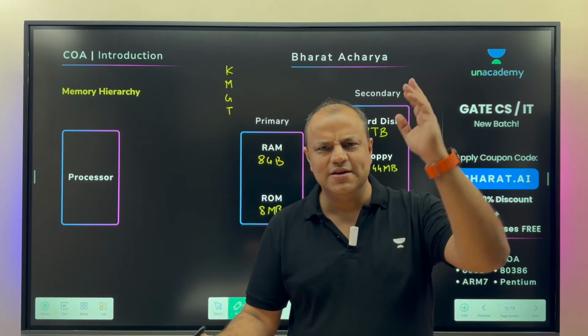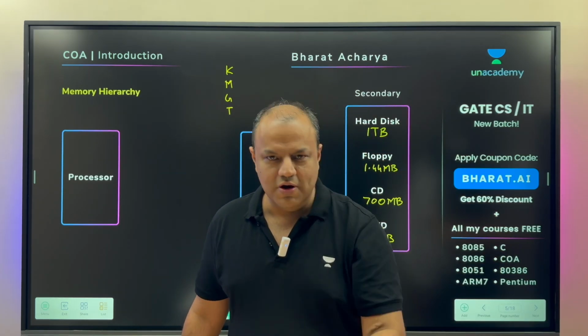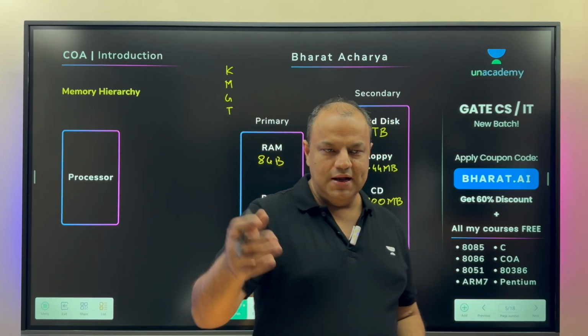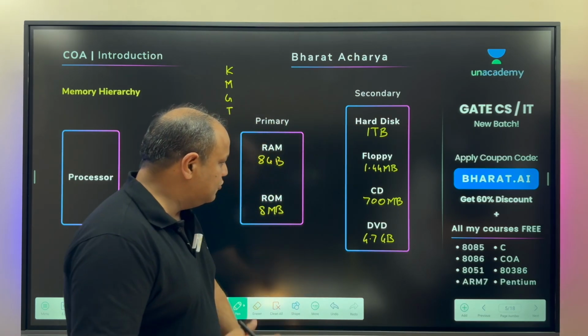I even used to teach it earlier in the COA syllabus, not for GATE, but for the college COA syllabus. CD, DVD and then Blu-rays were there. So what's the difference, how it works, multi-layer discs and so on. Anyway, so they were disk memories.